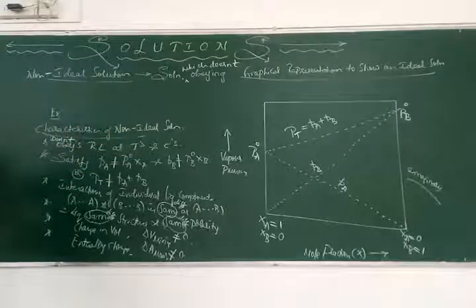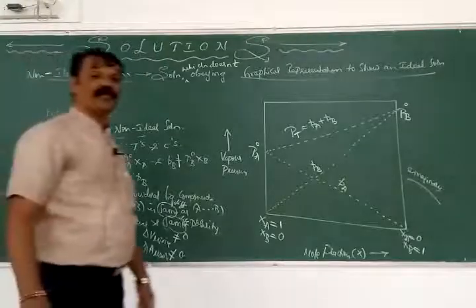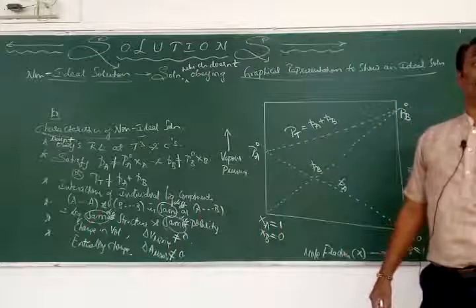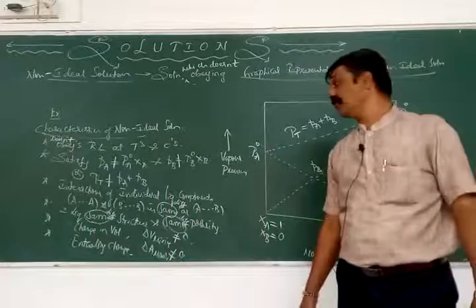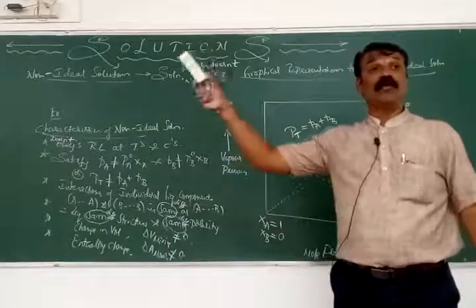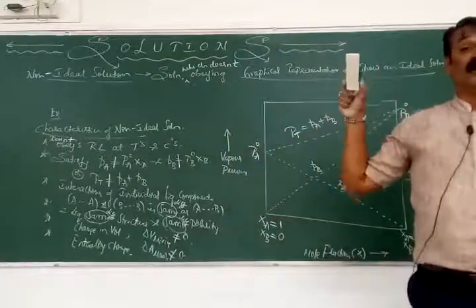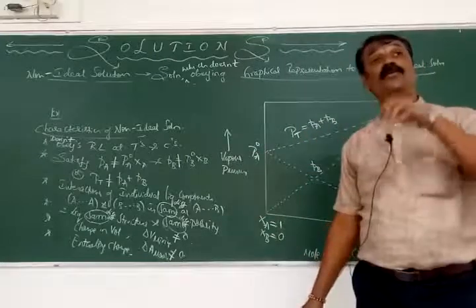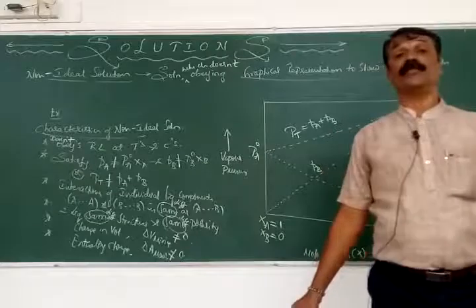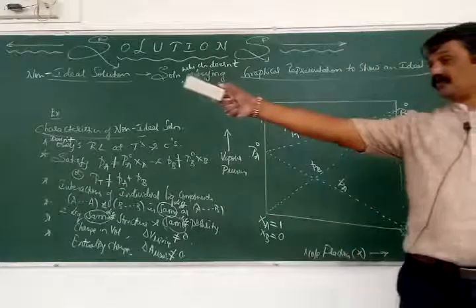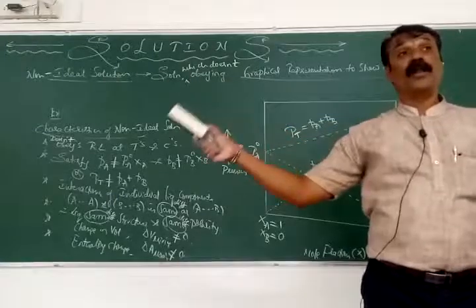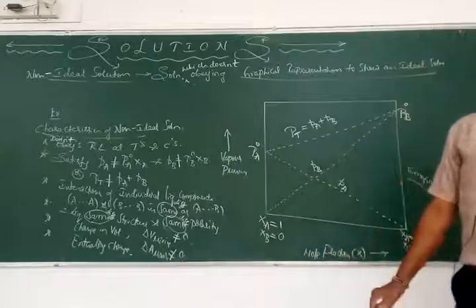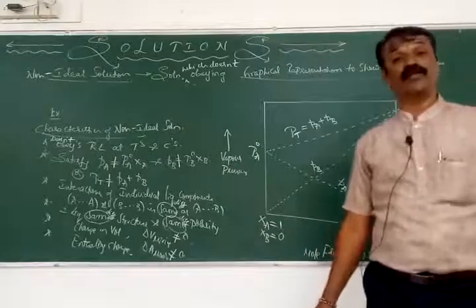An ideal solution satisfies PA equal to PA naught into XA and PB equal to PB naught into XB. In case of non-ideal, it doesn't satisfy PA equal to PA naught into XA and PB equal to PB naught into XB. In an ideal solution, interactions of the individual liquid components are similar to the interactions of the mixed components. But in a non-ideal solution, they are different. In an ideal solution the structure and polarity of the two liquid components are the same, but here the structure and polarity are different for the two liquids.